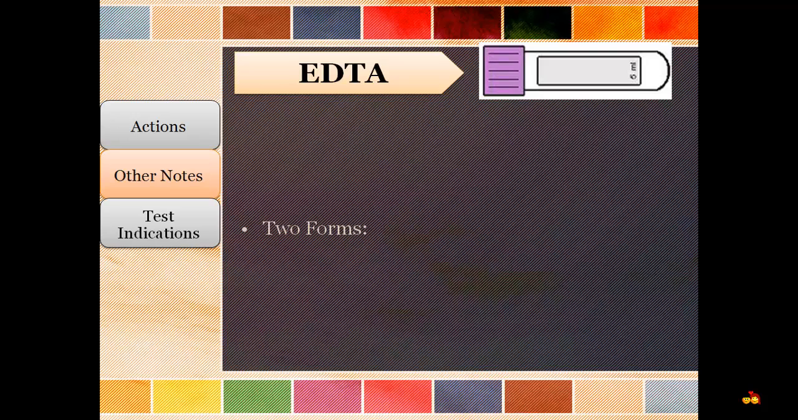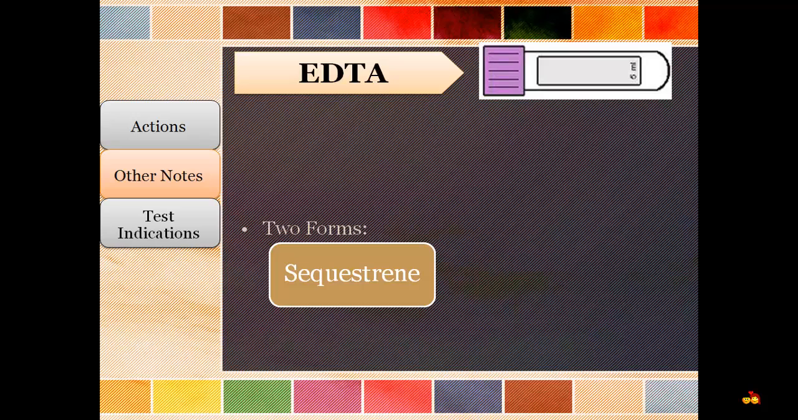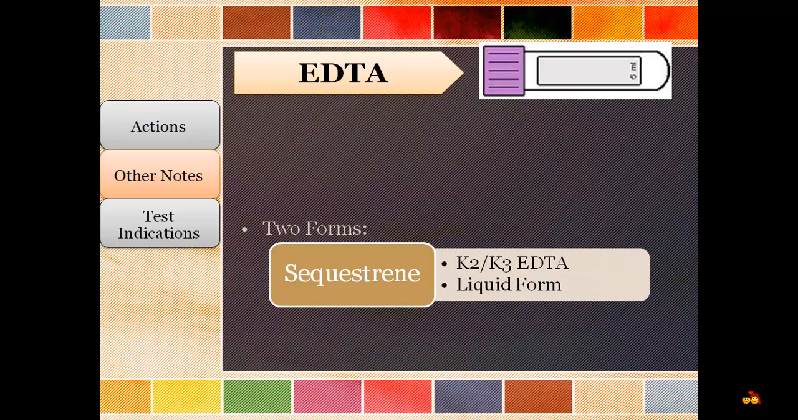Okay, so there are 2 forms of EDTA. First, we have sequestrine. Sequestrine is the liquid form of our EDTA, and it is dipotassium or tripotassium. So, pag sinabi nating sequestrine, it is the liquid form of your EDTA, dipotassium and tripotassium. So, kung titignan ninyo yung mga EDTA na nasa kits ninyo, it is in liquid form. And kung basahin ninyo, may nakalagay dyan K2 or kung hindi naman K2, K3 EDTA. So, that is dipotassium EDTA or tripotassium EDTA. The other form of our EDTA is versine.